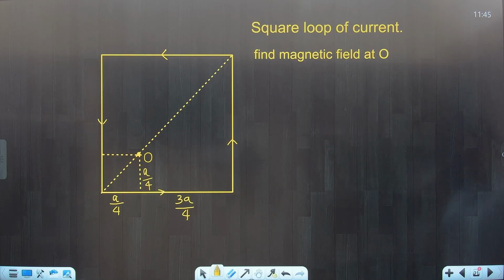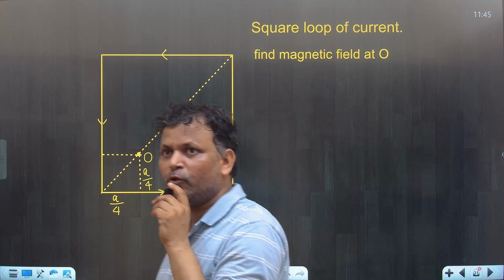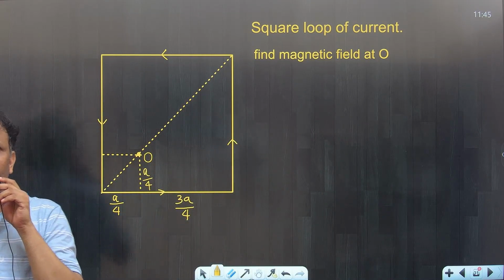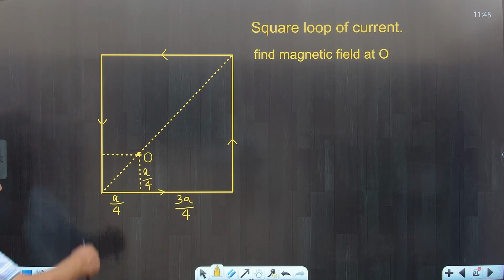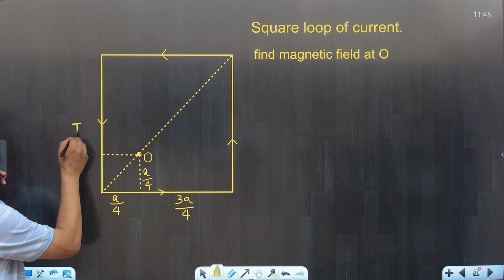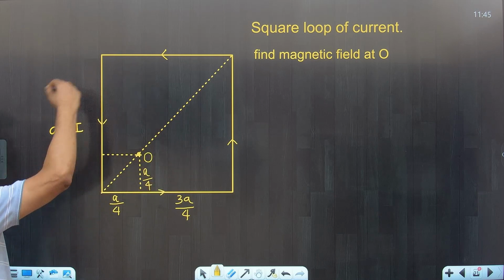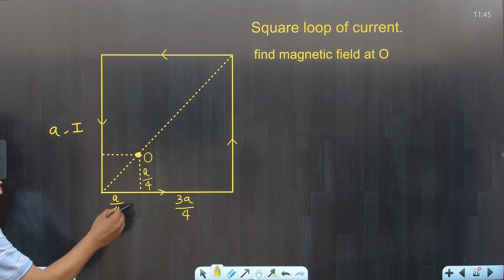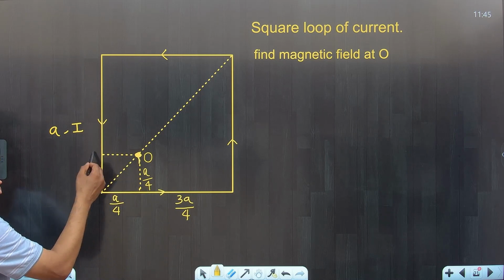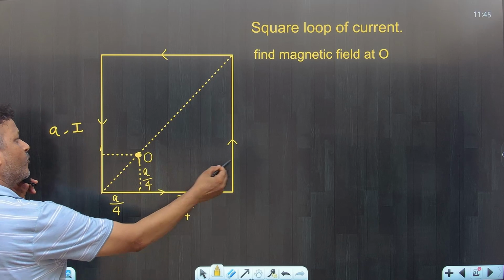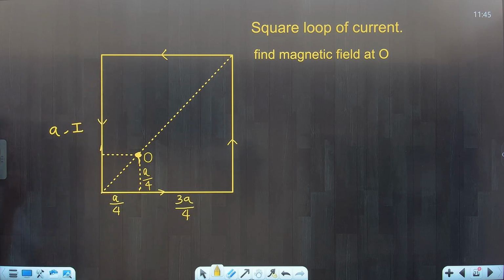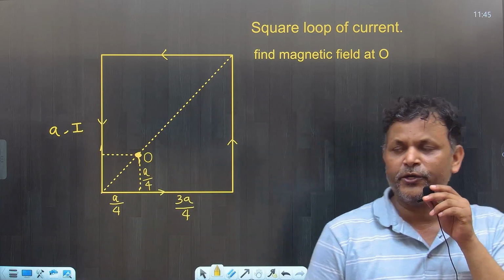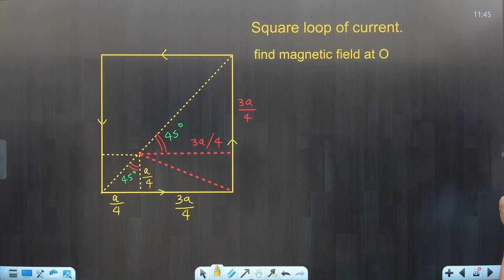Now it is a very interesting question. Here is a square loop of current. You have to find the magnetic field at point O. This is a square of side A. Current I is flowing through this loop. You have to find the magnetic field at point O, which is at distance A by 4 from these 2 wires and 3A by 4 from these 2 wires. So obviously it is not at the center.